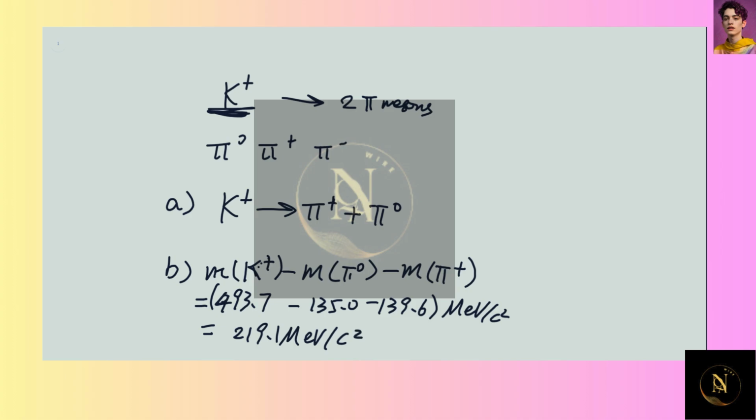So the energy that is released is this much: 219.1. There is no c squared because the energy is mc squared. So it's 219.1 MeV.